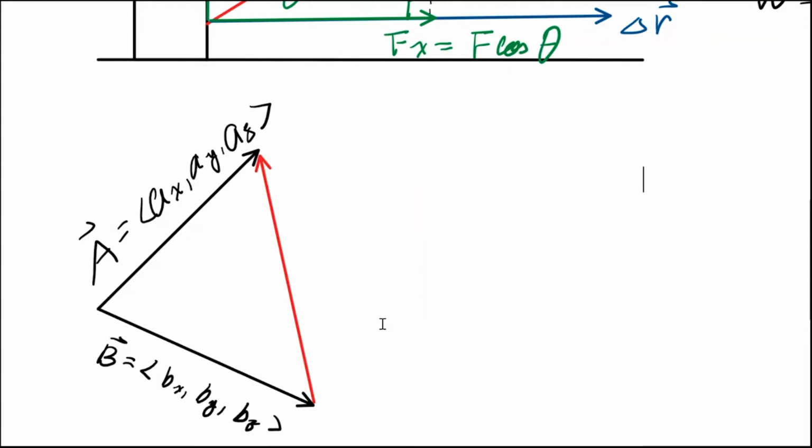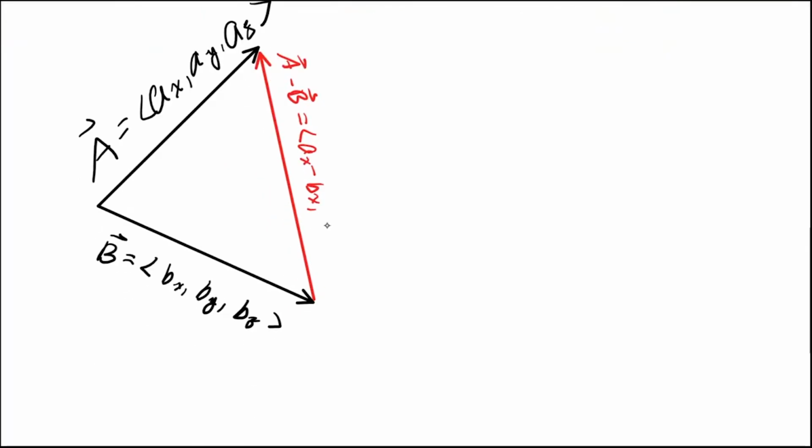Okay, I can rotate this tablet around and still write it. So this is vector A minus B. And let's write its components, and that must be AX minus BX, AY minus BY, and AZ minus BZ. With me?